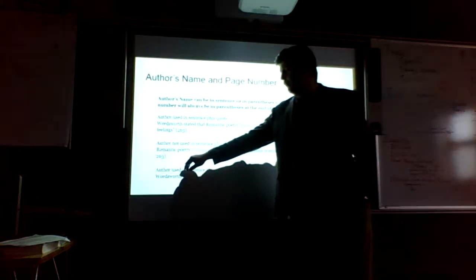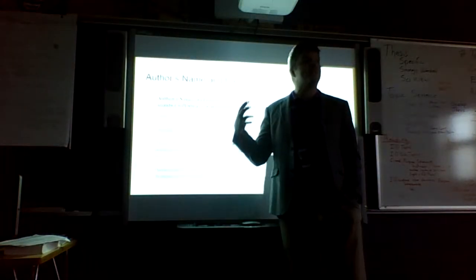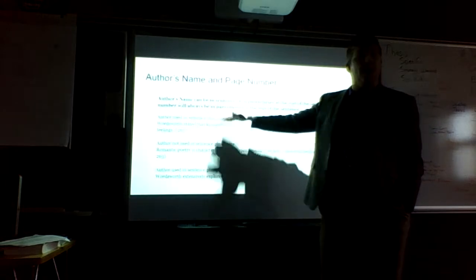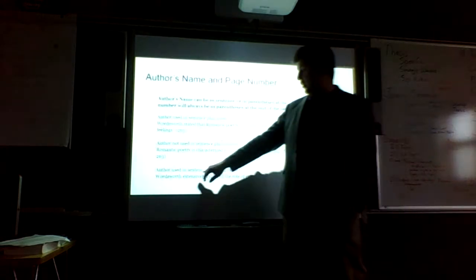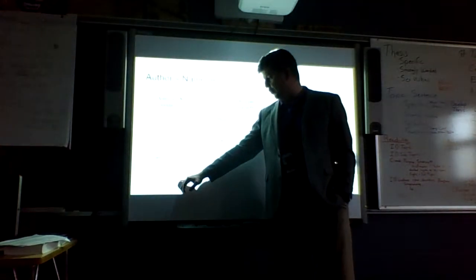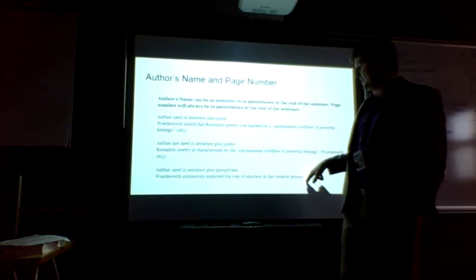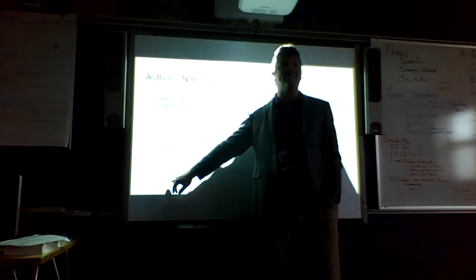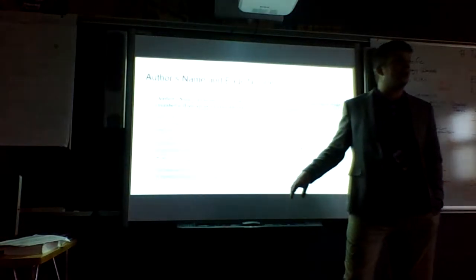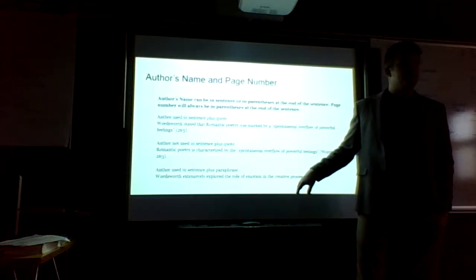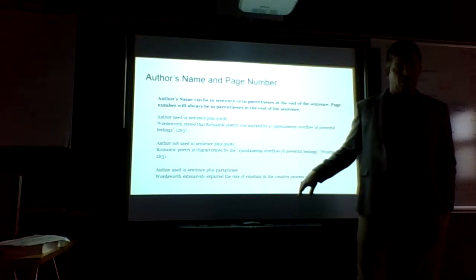If you paraphrase something, you still need to follow the rules above. So here I'm paraphrasing Wordsworth's idea. Wordsworth extensively explored the role of emotion in the creative process. Now, since I use the guy's name up here, what do I need to have in my in-text citation? Just the page number, right?